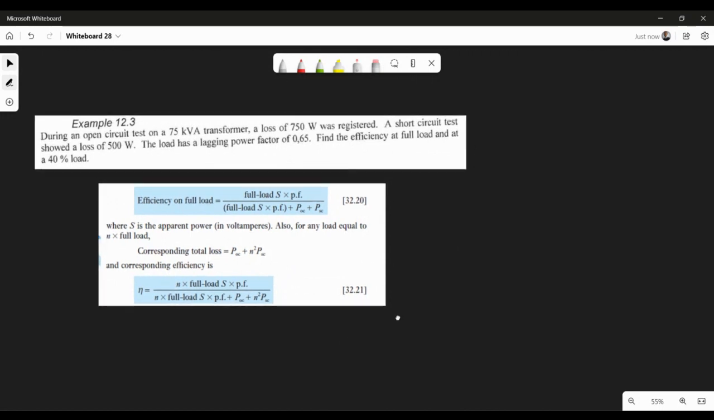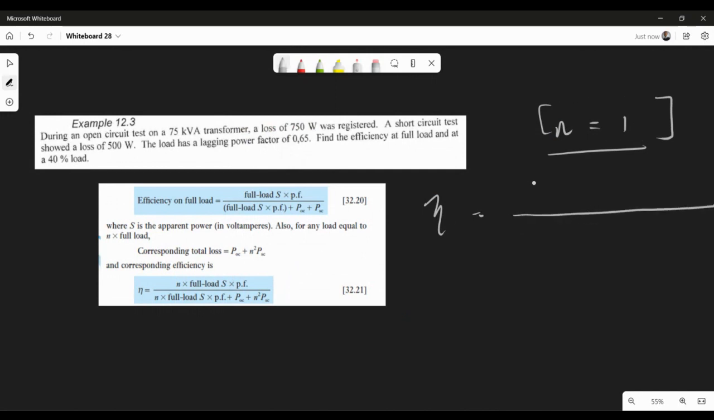Oh, this, okay. Cool. So, the transformer is doing an open circuit test. Obviously, that's your iron losses. We've got 750 watts. They give you a rating there. And the short circuit test is shown as 500. So you have to know that is your copper losses. The load has a lagging power factor of 0.65. Find the efficiency at full load and at 40% load. Straightforward. So the efficiency is equal to the full load. We're doing full load first, right? So at full load, n is equal to 1. That's kind of obvious, I think.